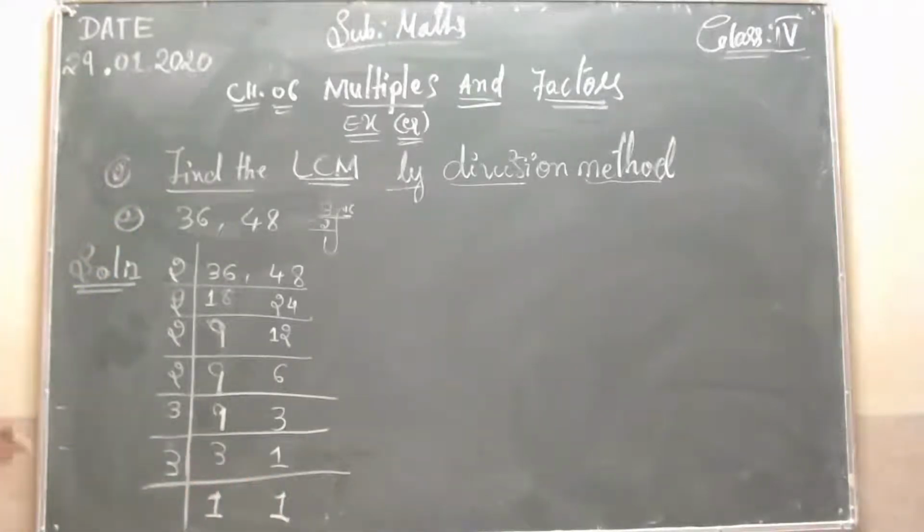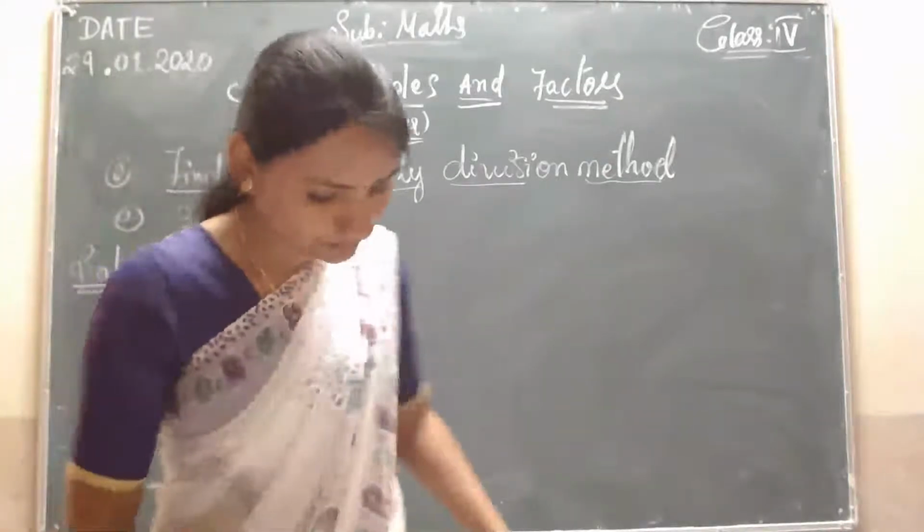Students, see here, we will get 1. I already told you, you have to continue dividing until the quotient is 1. So by the prime factor method, we continue till we get 1. In the last step, the product of the prime factors of the numbers used is the LCM.